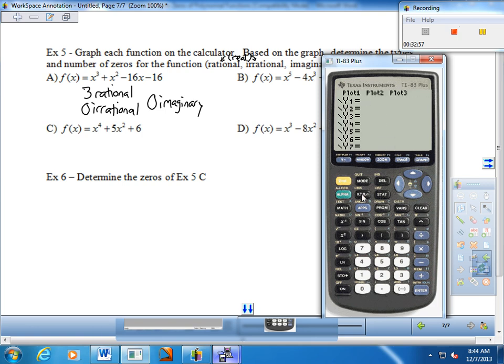So I have x to the 5th minus 4x cubed and minus 5x.